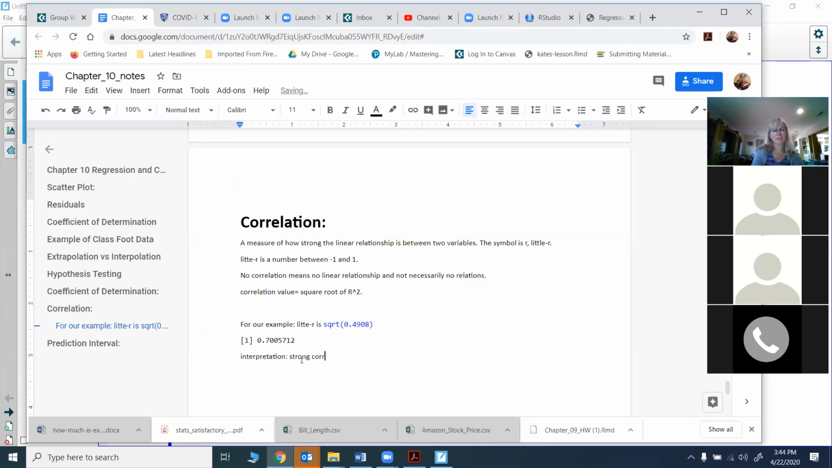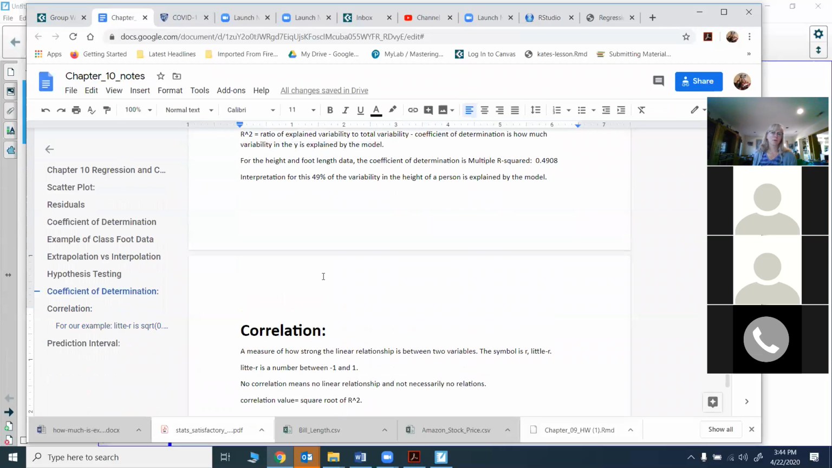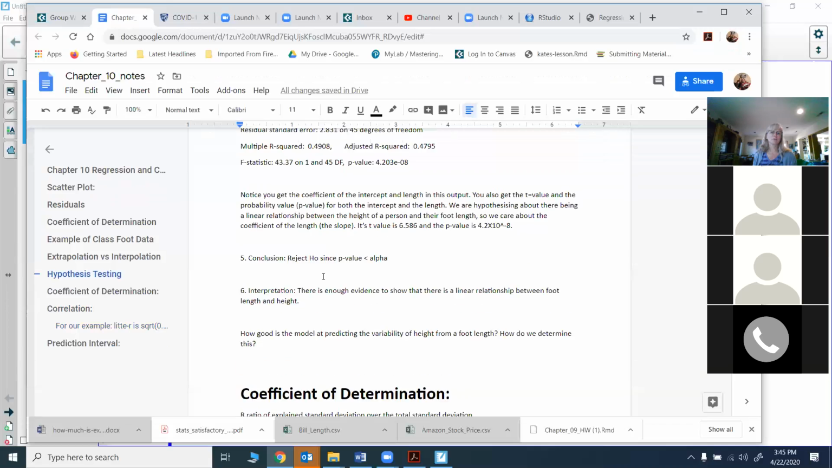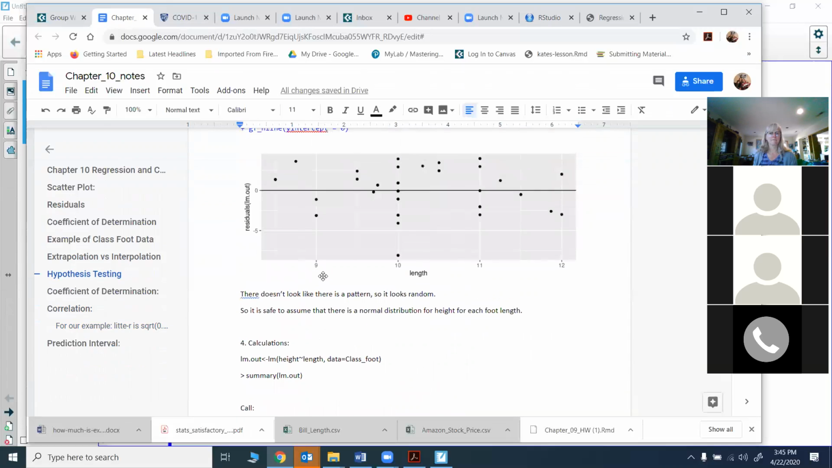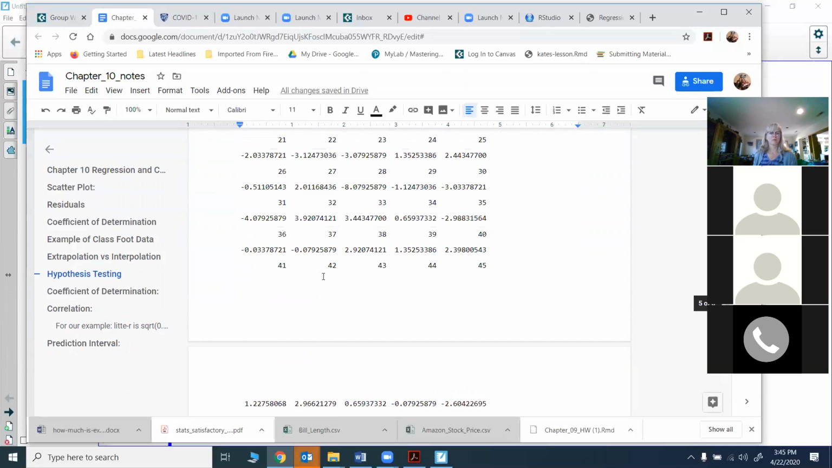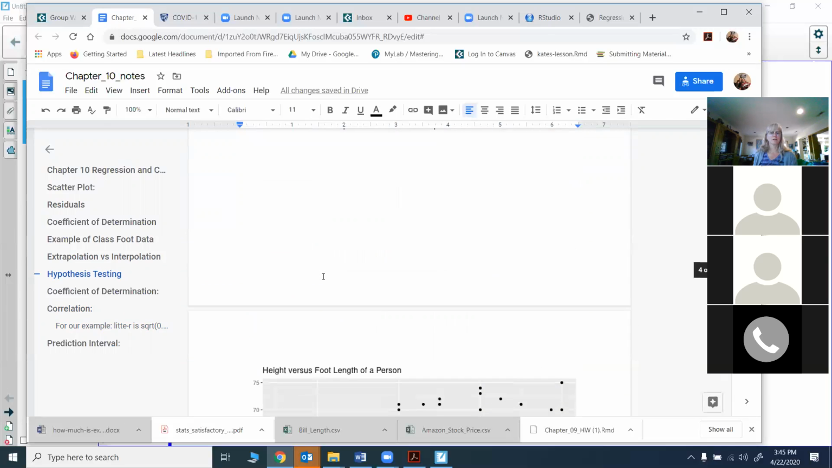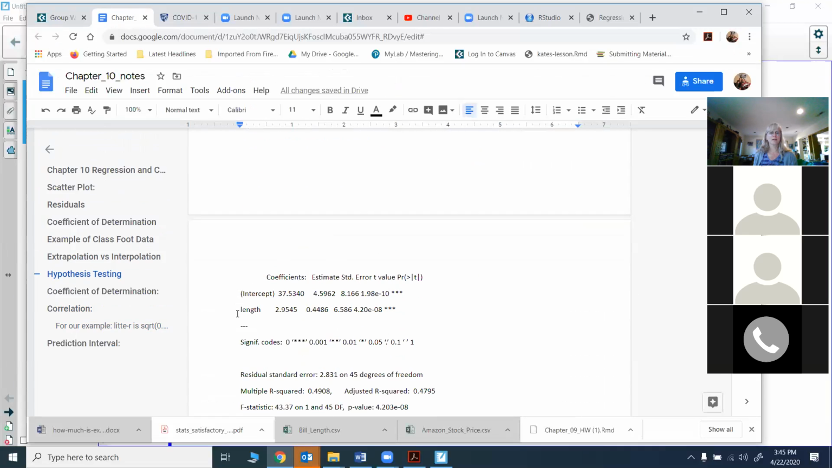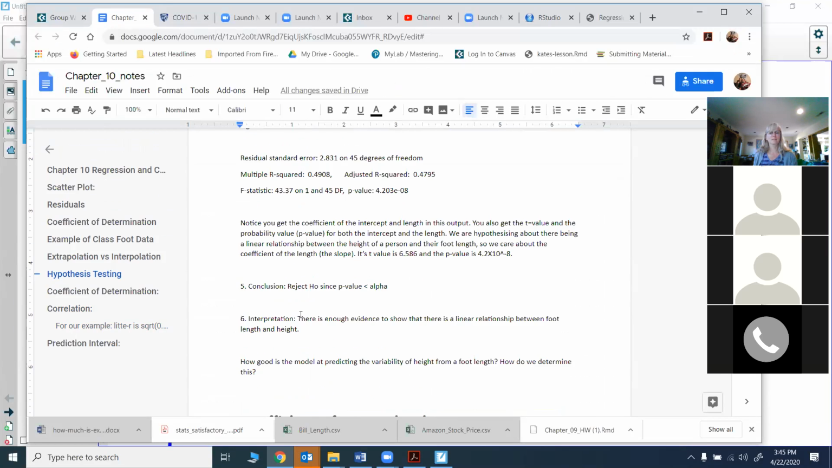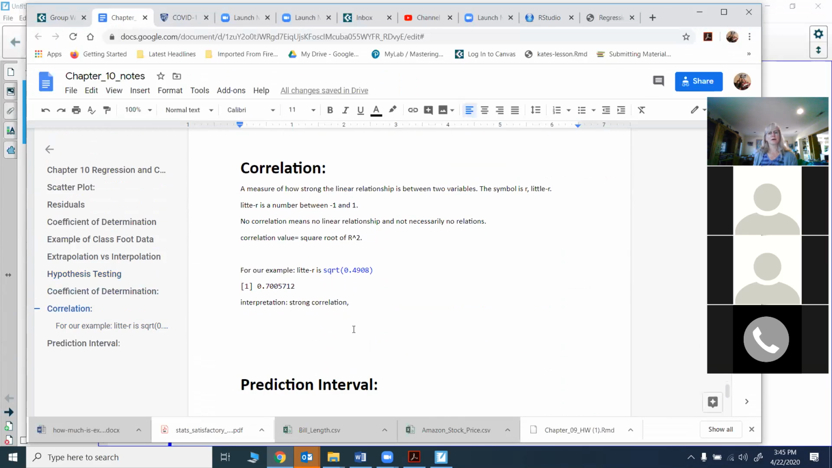So strong correlation. Now we have to figure out, is it positive or negative? And unfortunately, when you take a square root of a number, you have to put that plus or minus sign on it. So the way you determine if it's positive or negative is you look at your slope. Was our slope positive or negative? Way back here, we did our slope. Well, actually, it was here. When we found our slope, remember our slope was right here. Is that number positive or negative? Positive. So that means our correlation is positive.